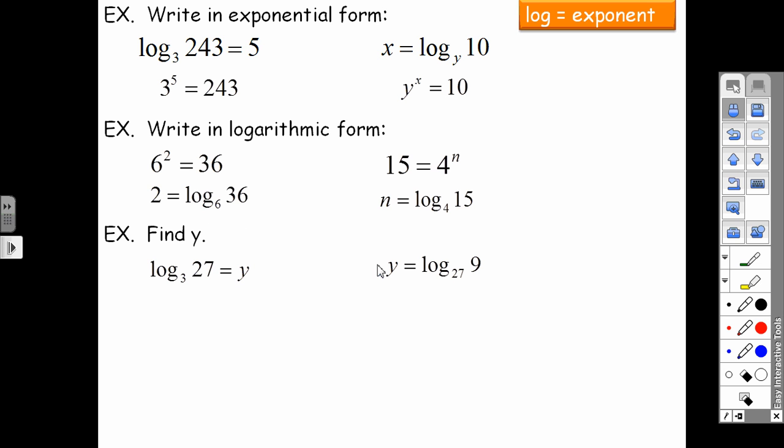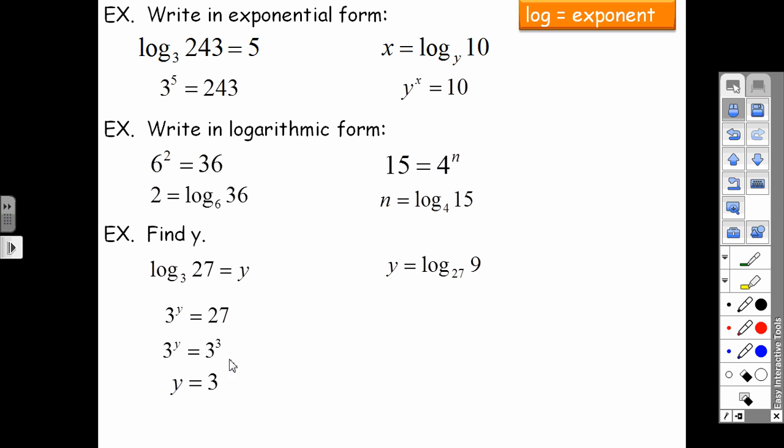And sometimes they're going to ask you to solve for a variable, like figure out what y is. So if we have log base 3 of 27 equals y, well, we can't plug this into the calculator. But what we can do is convert this to an exponential. So we have 3 raised to the y equals 27. And so you can either ask yourself, what do you raise 3 to get 27? Or you can rewrite 27 as 3 to the 3rd power. And since they both have the same base, then we know that y equals 3.